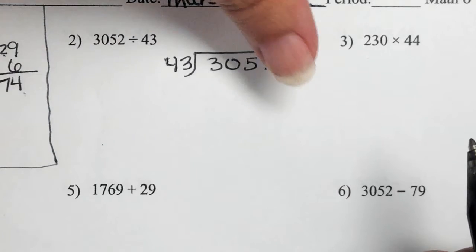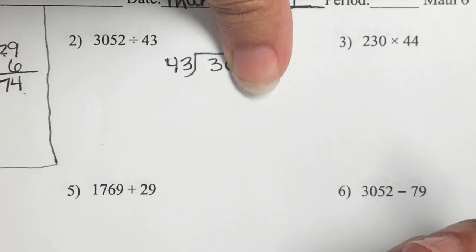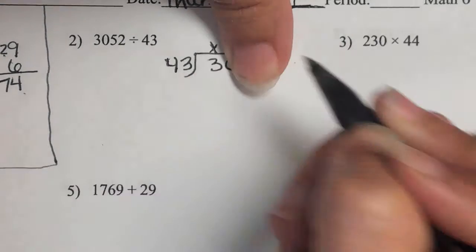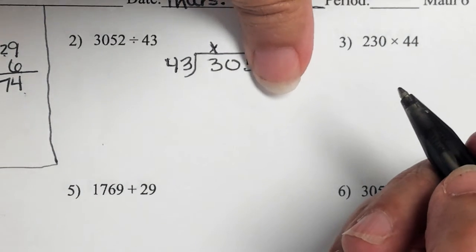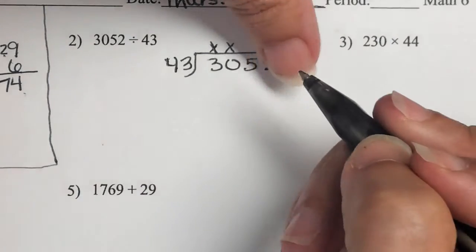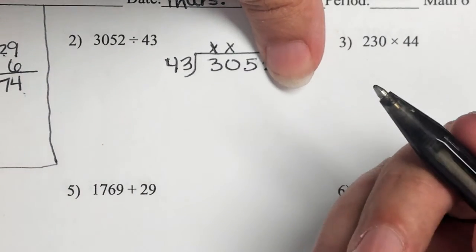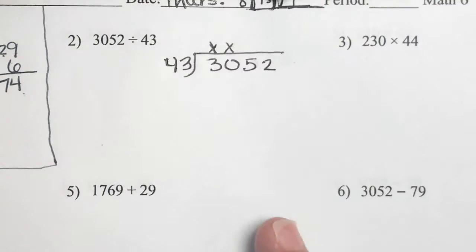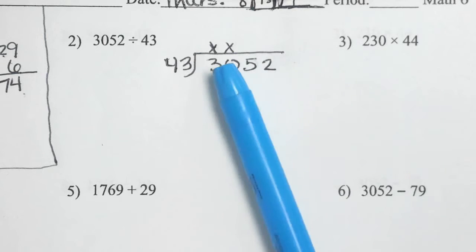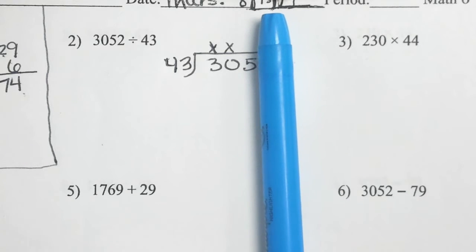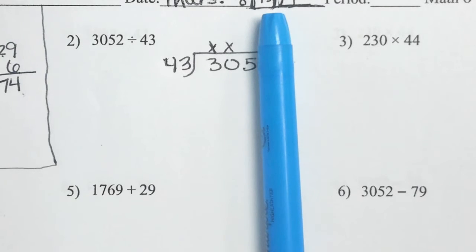Okay, so first question is, can 43 go into 3? No. Put a little X. Can 43 go into 30? No. Okay, how about 305? Okay, so here's the thing. I think what's getting some of you is you're looking at that number. I need you to only look at 305. Don't worry about that last number yet, okay?